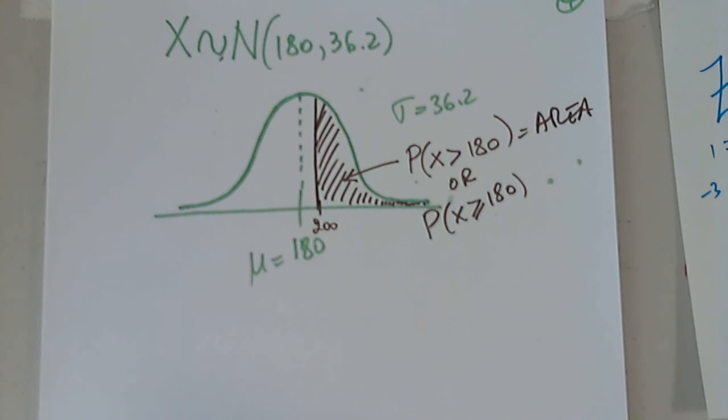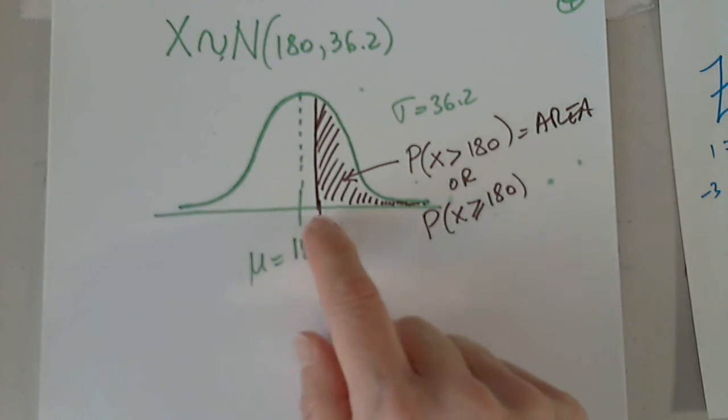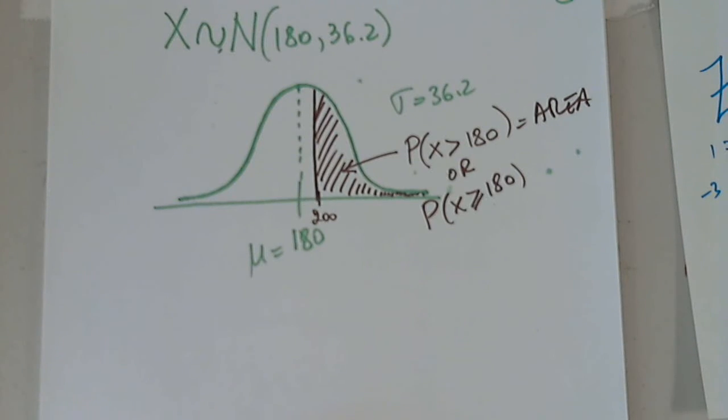Or the probability of selecting someone with a cholesterol level over 200 is this area as well. How do I determine this area? First, let's do the graphing calculator.